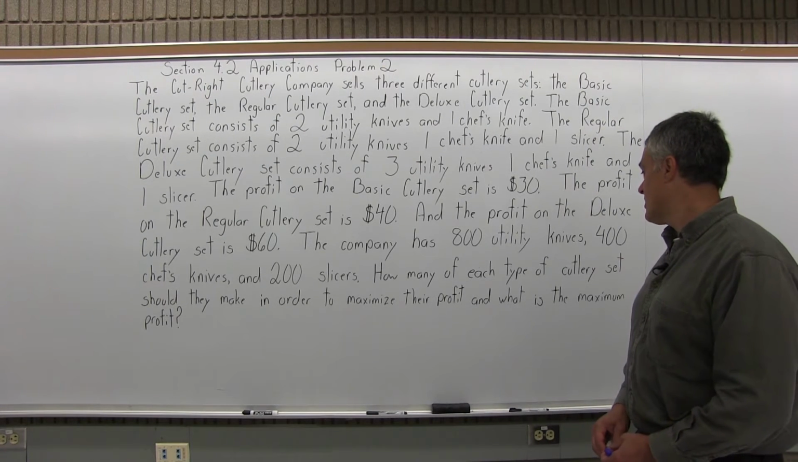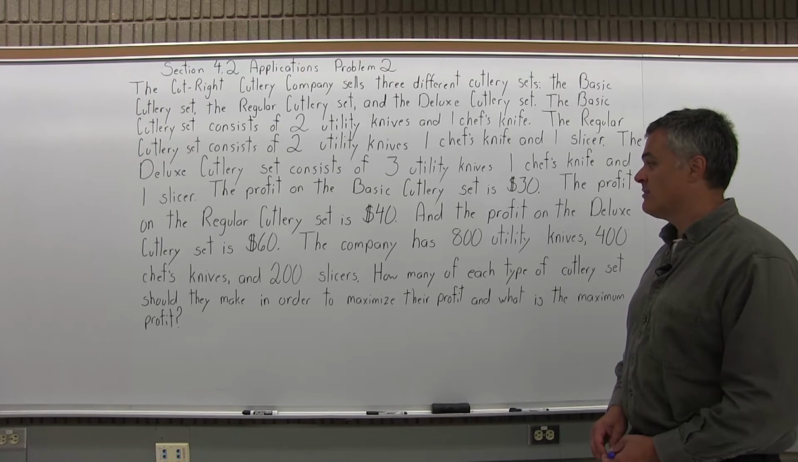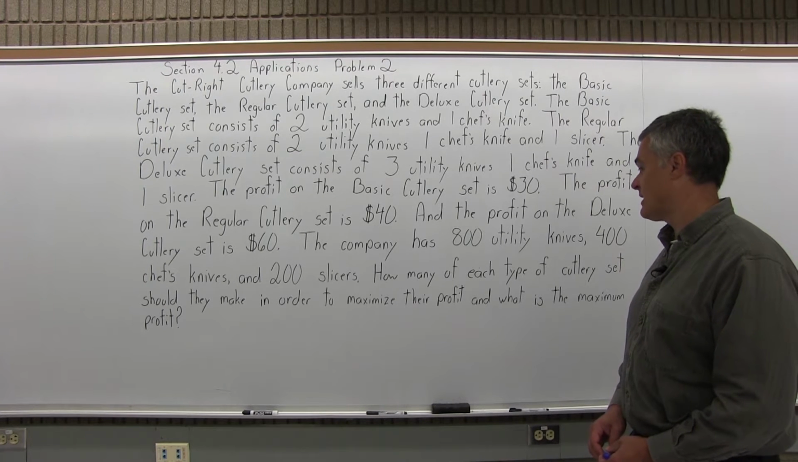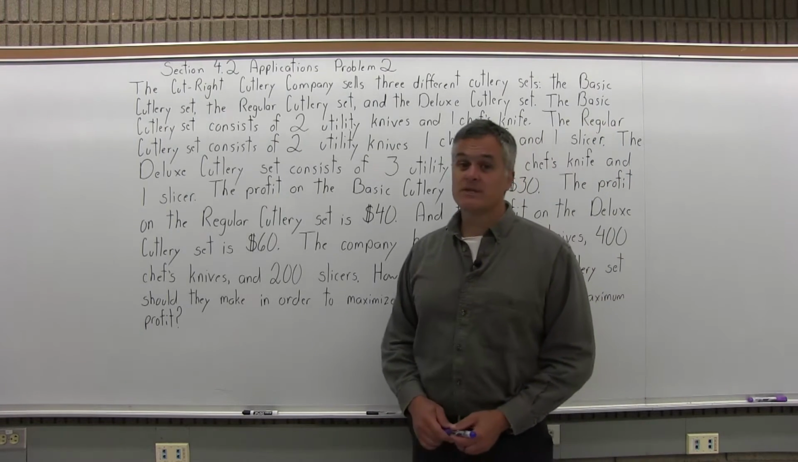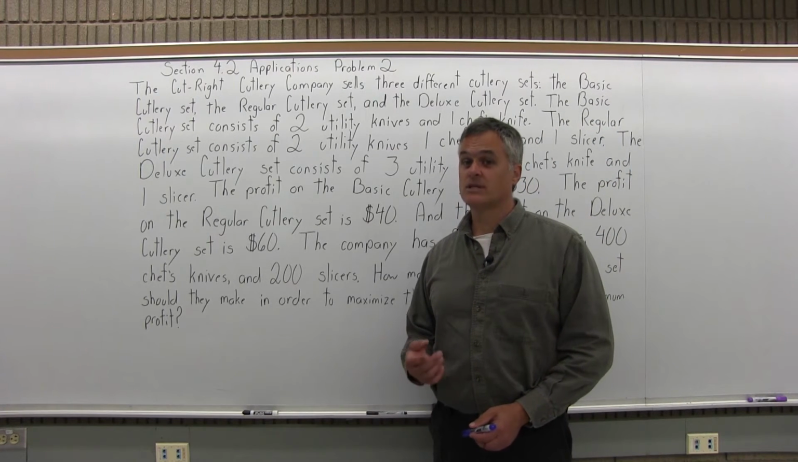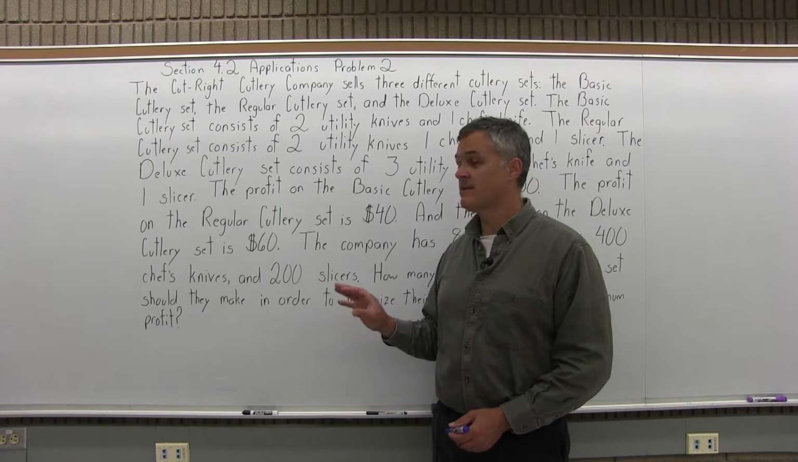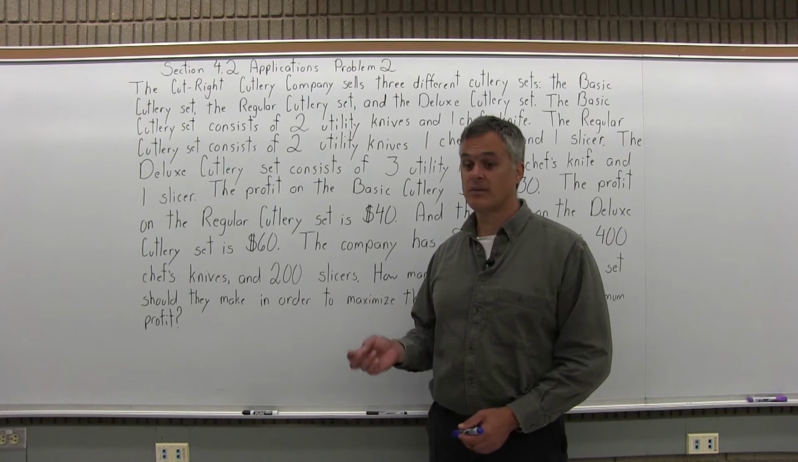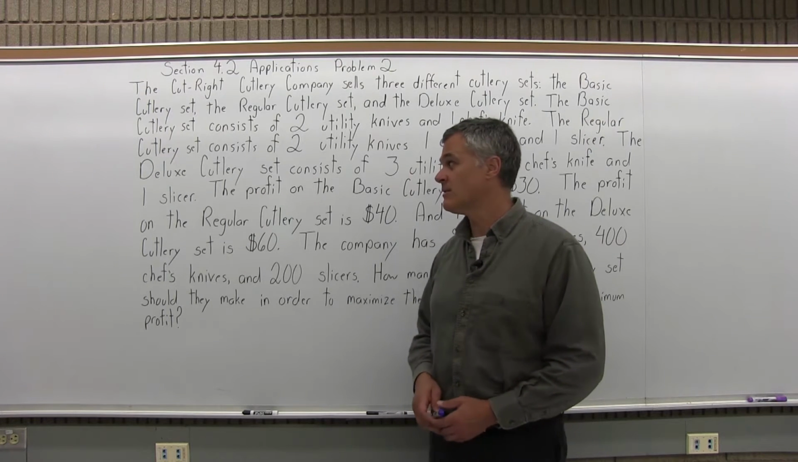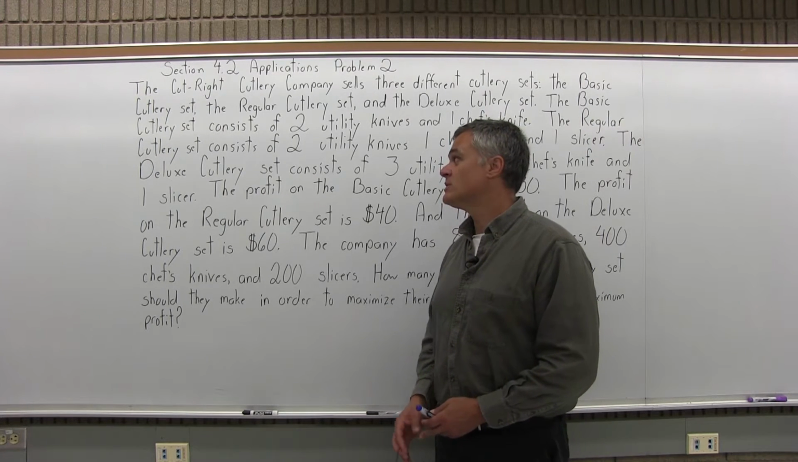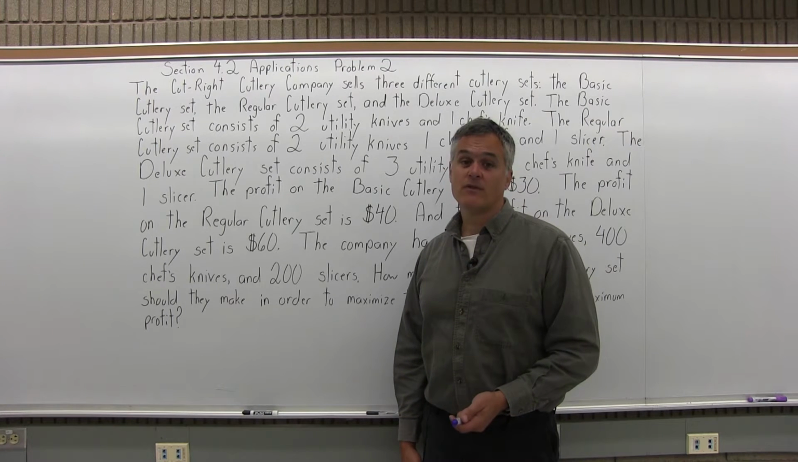How many of each cutlery set should they make in order to maximize their profit, and what is the maximum profit? So this is a problem that we have to set up as part of a 4-step process. First, we have to identify our variables, then write out our objective function, set up our constraints, and then finally write that each variable is greater than or equal to 0. So the first step of those 4 steps is identify your variables.